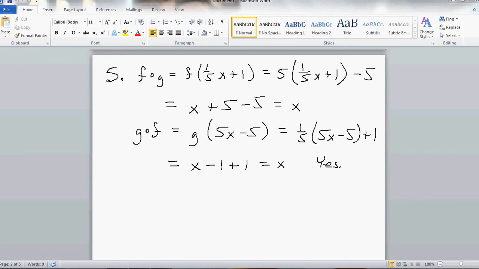Now also, if we look at them, 5x minus 5 and 1/5 x plus 1, we can possibly see how those are opposites of each other. It's not extremely obvious, but perhaps it's not too far of a stretch.